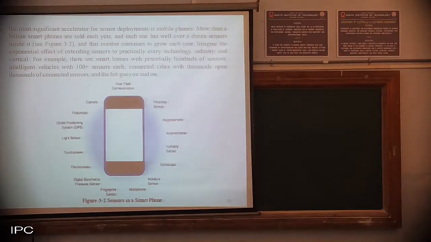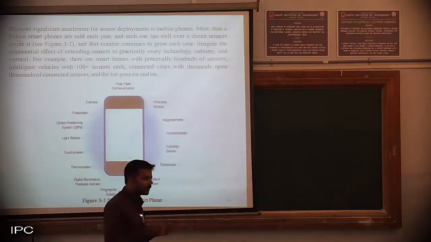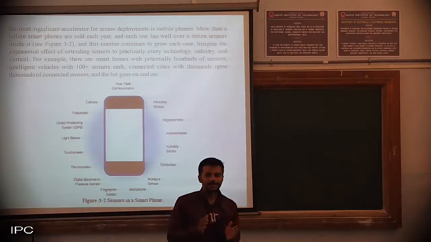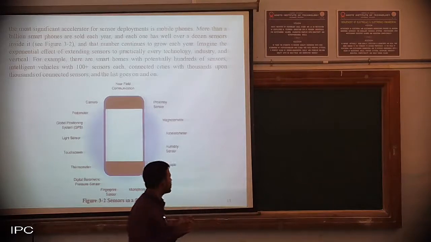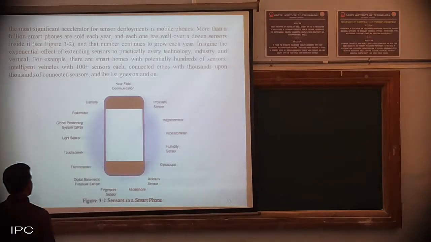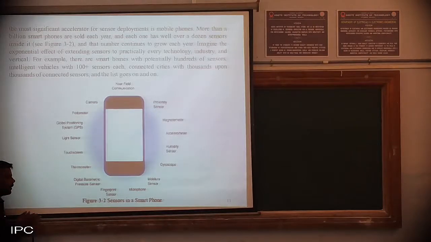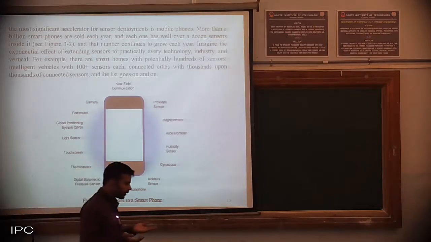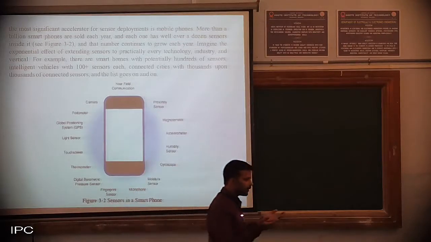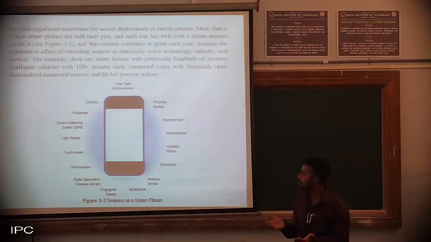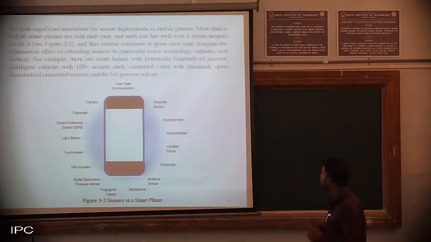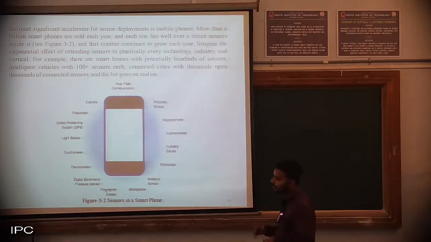And then next is the proximity sensor. Already we have discussed this proximity sensor. It detects the nearness or the position. And then the magnetometer. Whenever we use the compass, it will be showing the north, south, east, west directions, so the magnetometer will be used there. And then the accelerometer, that also will be there.